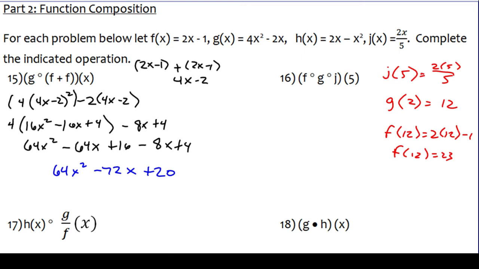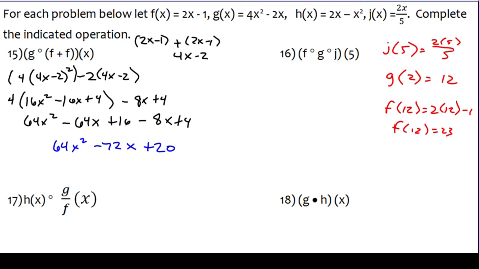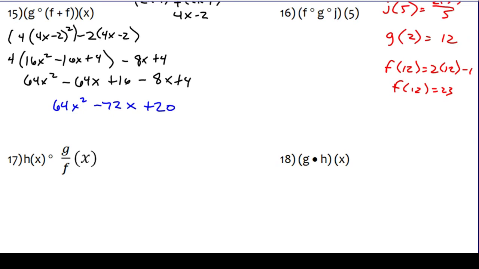So I'm going to say that the final answer for F of G of J of 5 is 23. Okay, so let's move down and take a look at H of X composed with G over F of X. This is again saying let's simplify G over F first, get the answer to that, and that answer is going to get plugged into H.